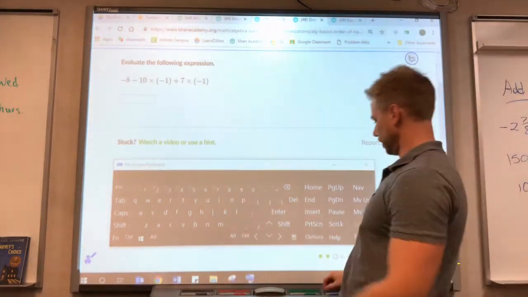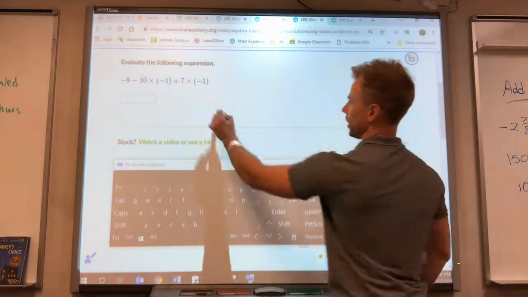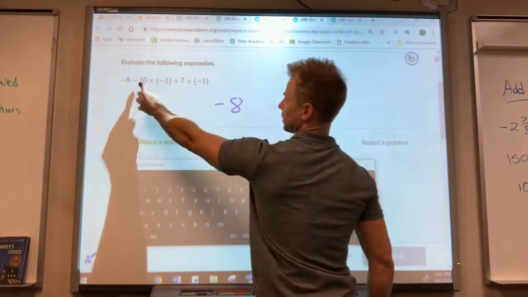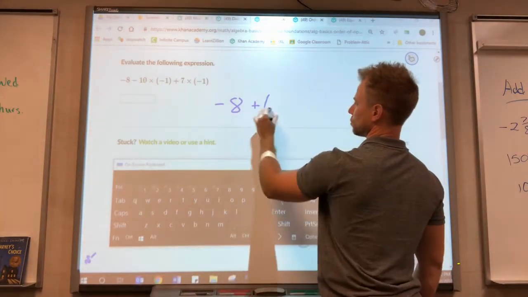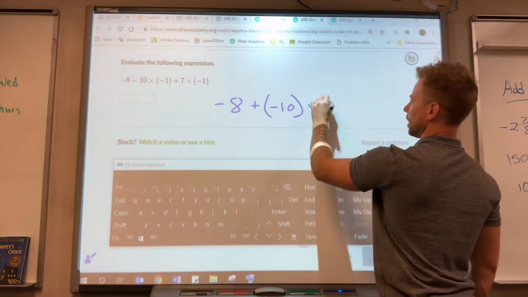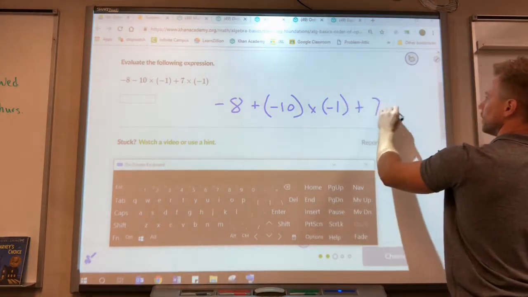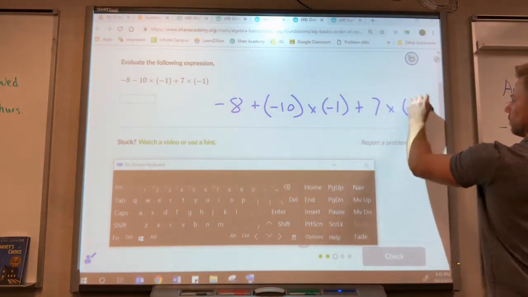Okay, then we have a whole bunch of numbers. We are going to rewrite this a little bit. We have negative 8, then minus 10. Remember, we don't like to subtract, so we do plus a negative 10. Then times negative 1 plus 7 times negative 1.